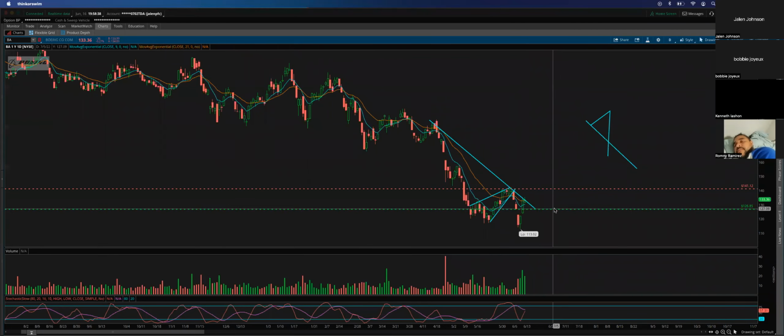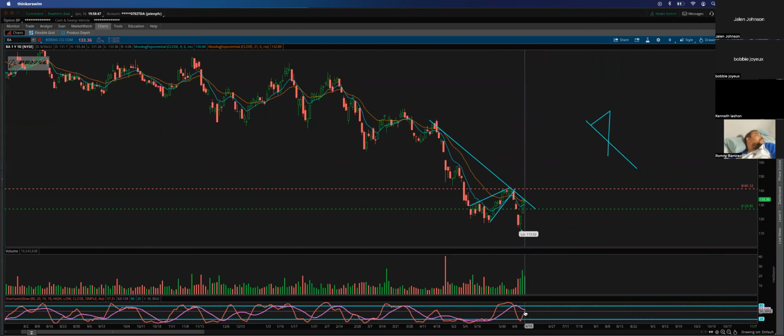And golden crosses are literally the opposite. I want price to be bouncing off of some support. I would want price to be showing golden crosses. I would want volume to be increasing. I would want my momentum indicator to be shifting to the upside. The more confirmation you have, the better the setup.